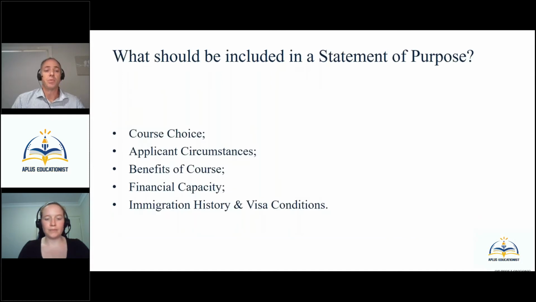So next slide here is what should be included in a statement of purpose. There's 5 main categories here. The first one is course choice. Second one is applicant circumstances. The third point is benefits of the course. Fourth point, financial capacity. And the fifth point is immigration history and visa conditions.